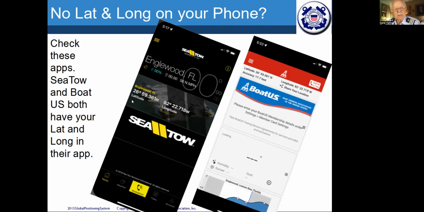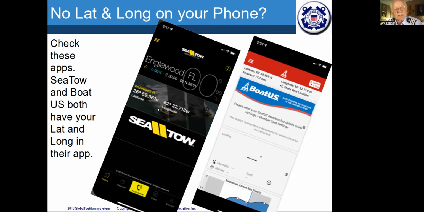And you will say, "Oh, look, right here in the middle of my Seatow application, the latitude is 26 degrees, 59.36." I say 59 minutes and 36 seconds. Or is that a percent? It's a point. Looks like a point. So, okay, it's 59.36 seconds.